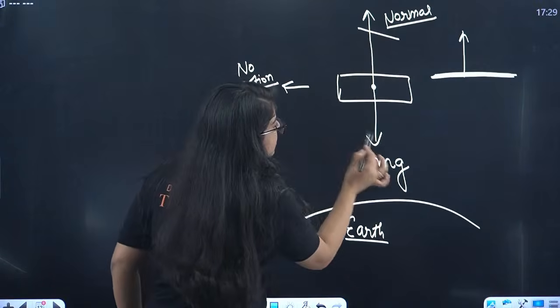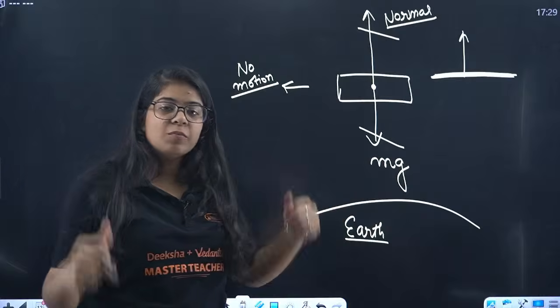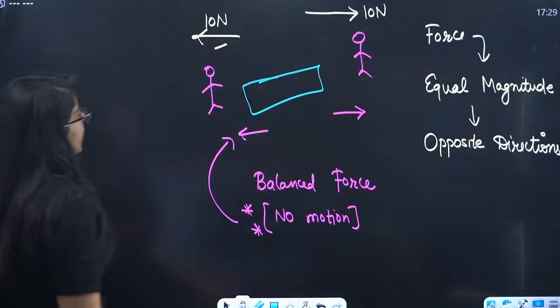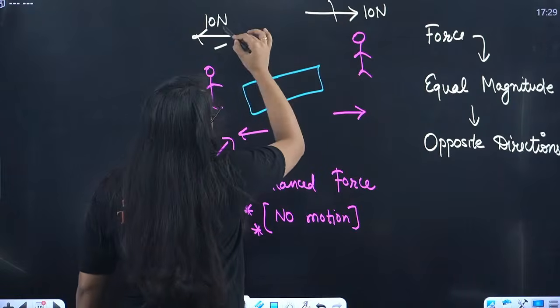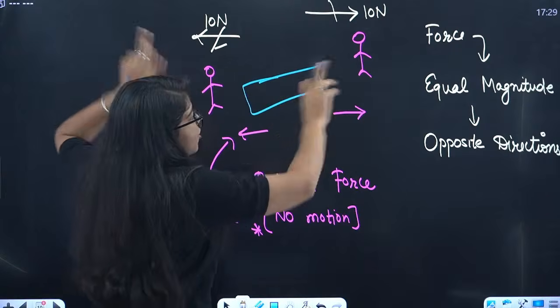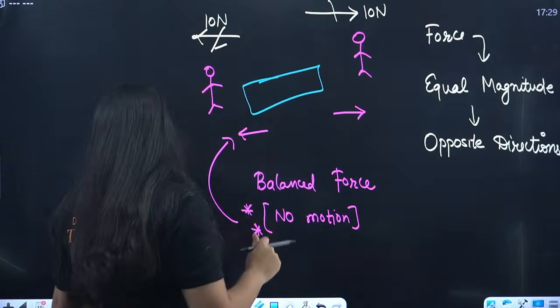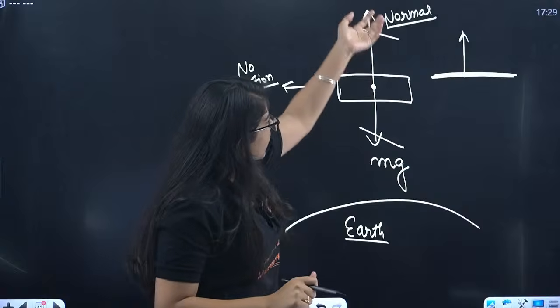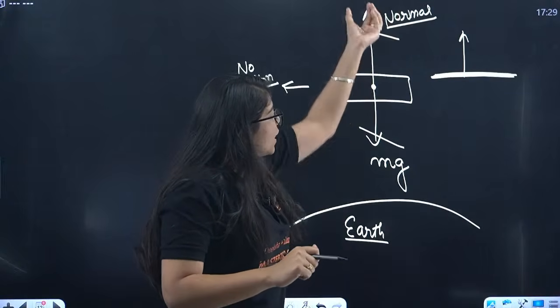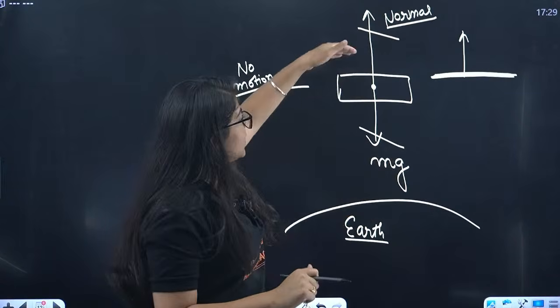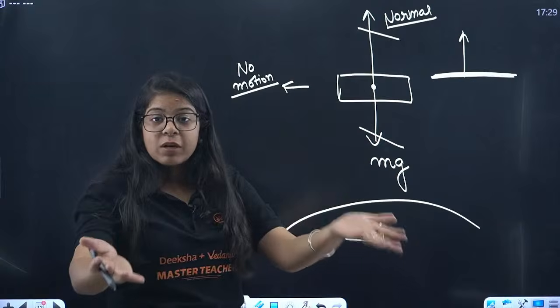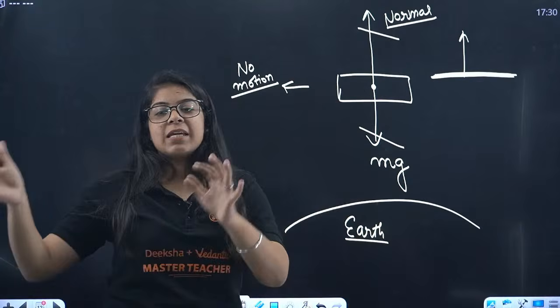This normal force is cancelling this mg. That's why the books are not moving. Just like your twin was cancelling your force, both were in opposite directions, both were equal in magnitude. So this is also equal in magnitude. This normal is equal in magnitude to this mg, and these two are in opposite directions, equal in magnitude, so they are cancelling each other out.